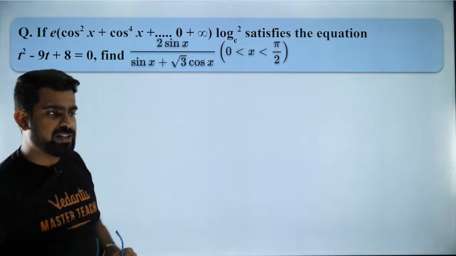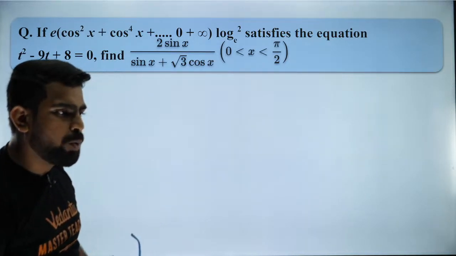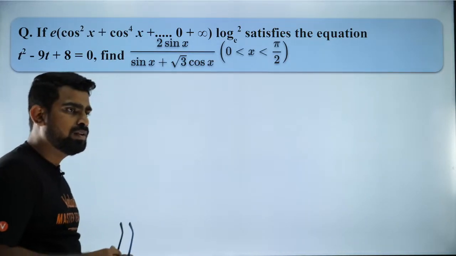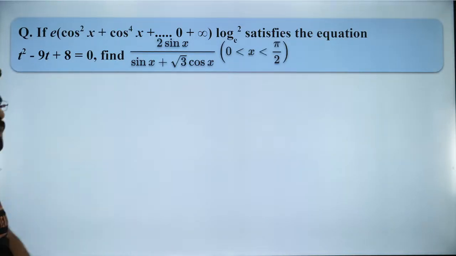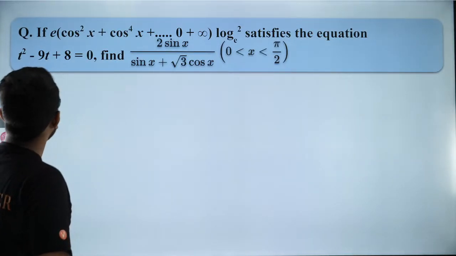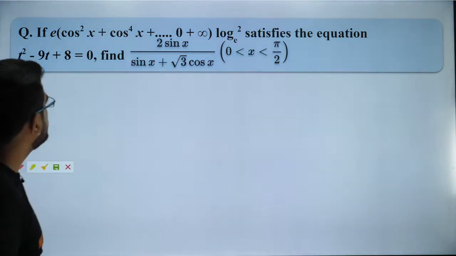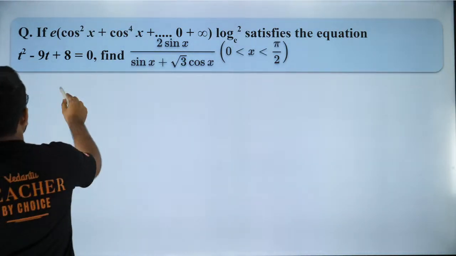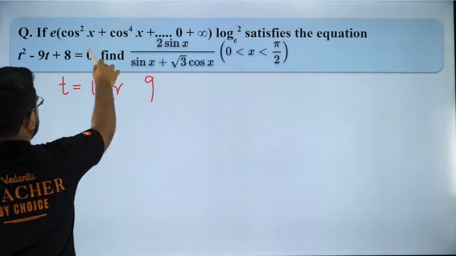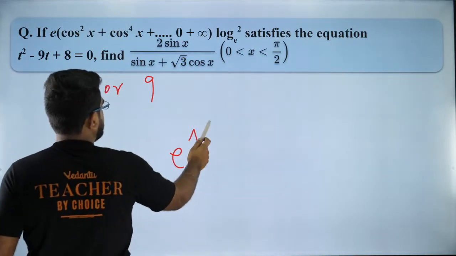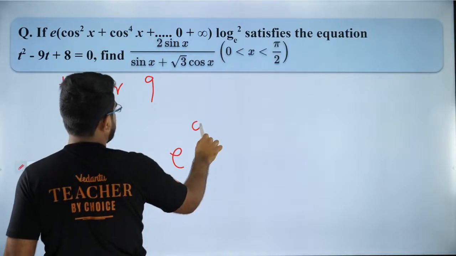It is e to the power, is it? It is e to the power what? Okay, I think I got it. So what is that equal to? Oh, that satisfies this. So that means t is equal to 1 or 9. Okay, so that means e to the power. Is this correct, guys? Let me write it, you check it.